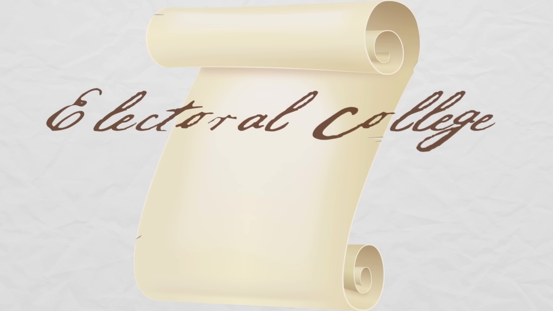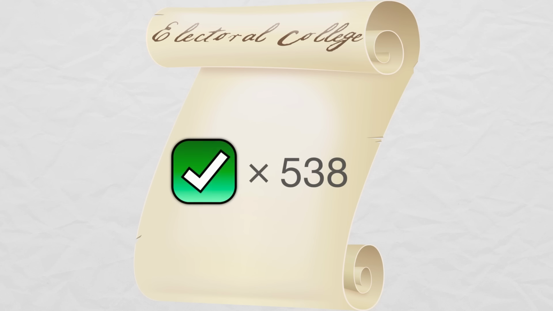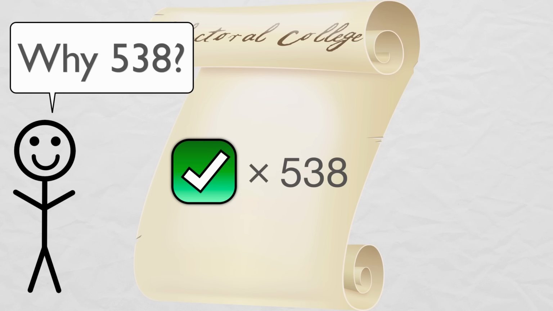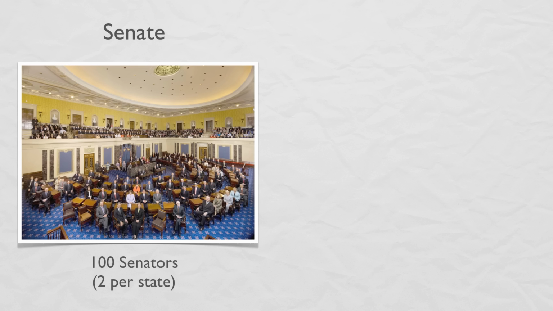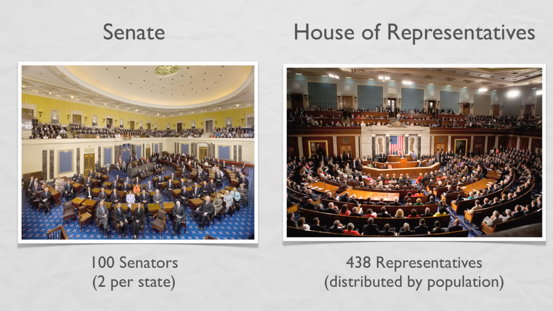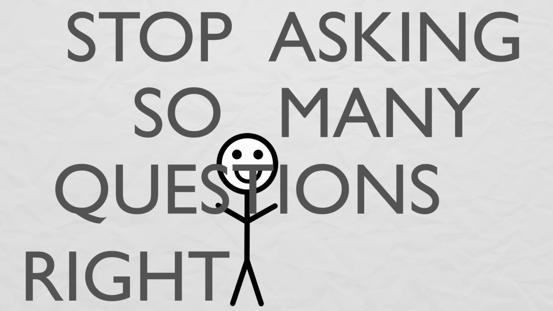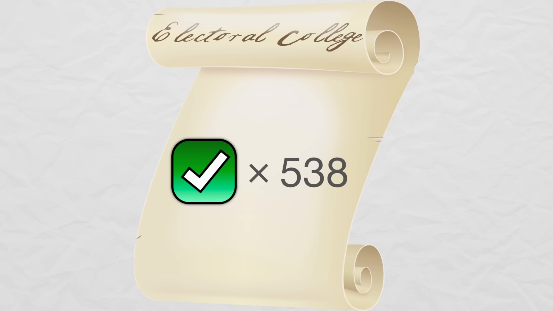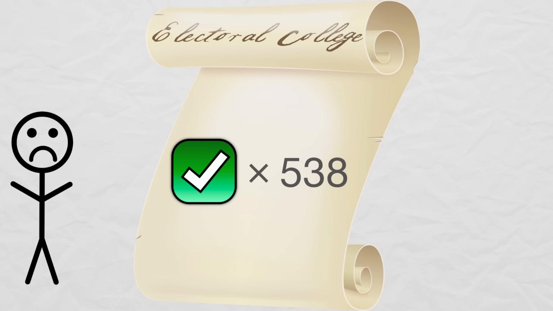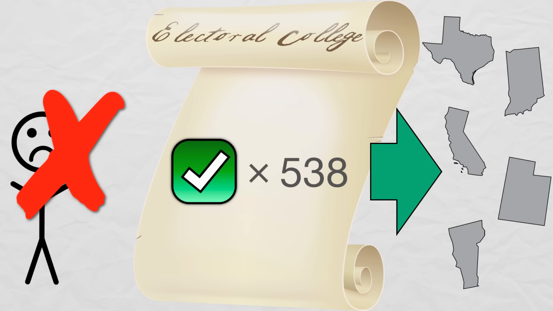To keep things simple for now, think of the Electoral College as the collection of 538 votes that determine who the president of the United States will be. Why 538? Because that's the number of senators, 100, plus the number of representatives, 438, in Congress. Why are there 438 representatives in Congress? Stop asking so many questions right now, we're trying to keep this simple. These 538 votes in the Electoral College aren't given to the citizens directly, but are instead divided among the states.